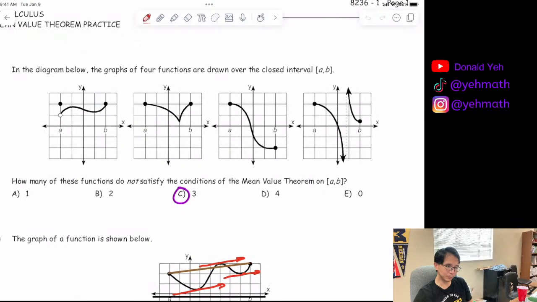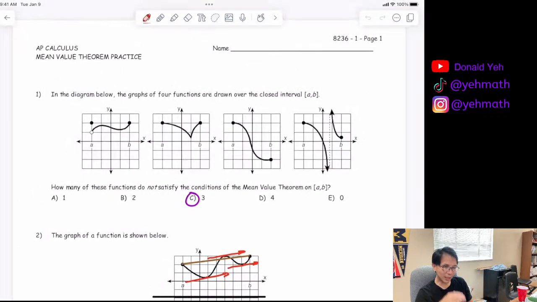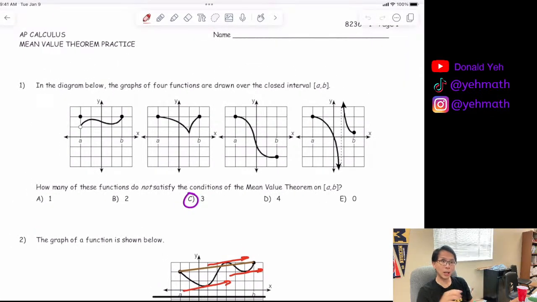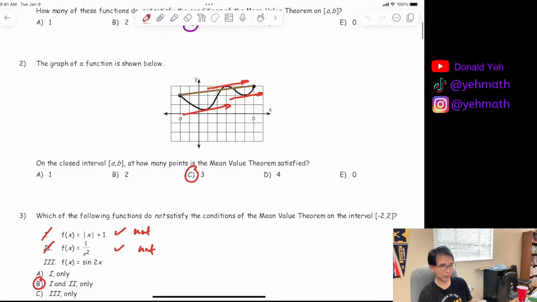Okay, so the first answer is 3. The reason why they are 3 is because the first one is not continuous at A. Do you see that? It's an open circle. So therefore it's 1, 2, and the last one. The last one's not continuous. The second one's not differentiable. A is not continuous. So there are 3. Is that okay? Can I move on? Okay, number 2.